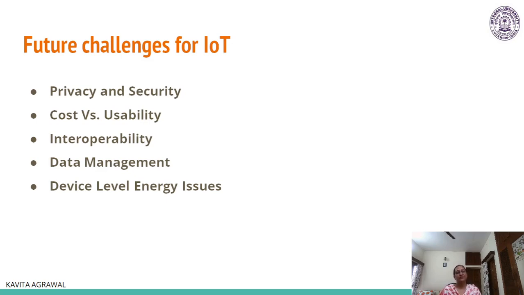Challenge is privacy and security. If I'm sharing all the data, or the data is being sensed all around me by various devices, my privacy may be breached. So we have to be very careful when we are designing any IoT system that these two points, privacy and security, are considered when it is being designed.